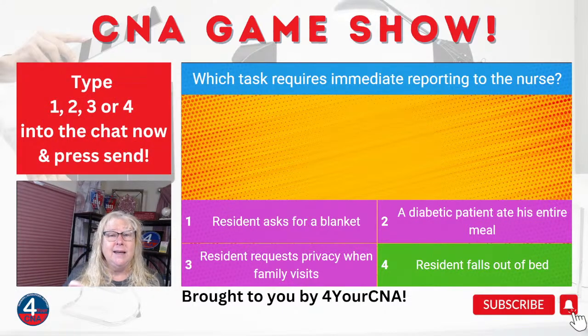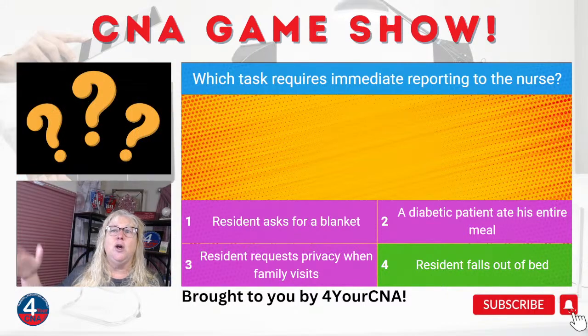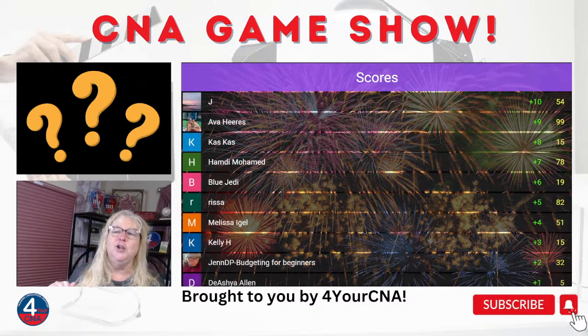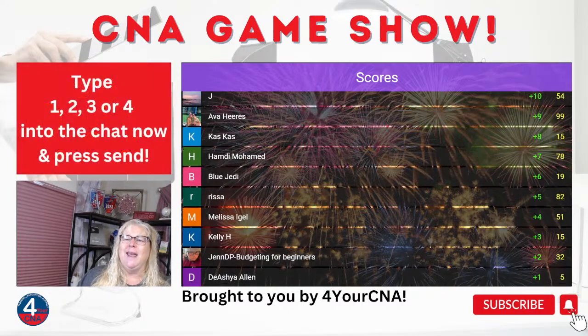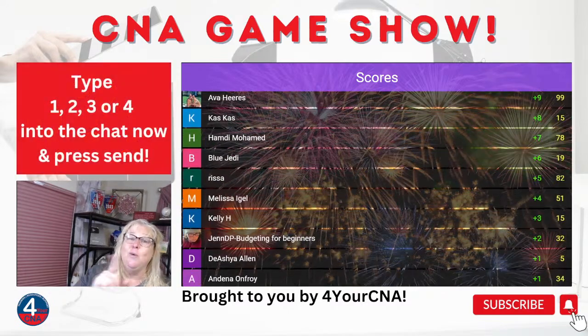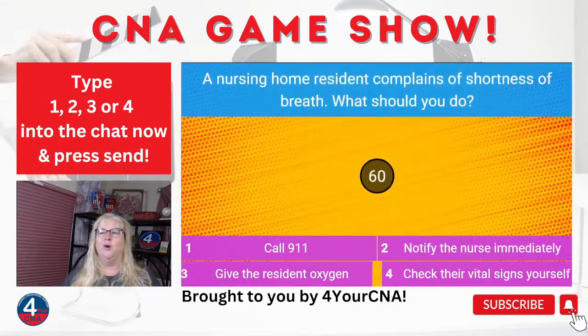If the resident is asking for a blanket and they're cold and nobody else is cold, they may be running a fever. That might need to be reported to the nurse. A diabetic patient that ate all of his food, that's a good thing because we want those blood sugar values to normalize. But if they're still hungry, we've got to report it to the nurse. And sometimes if we think the family might be a little manipulative, if a resident asks for privacy when the family visits, that could need to be reported as well. So Jay came in first, followed by Ava, Cass, and Hamdi. However, falling out of bed, that's an immediate report.